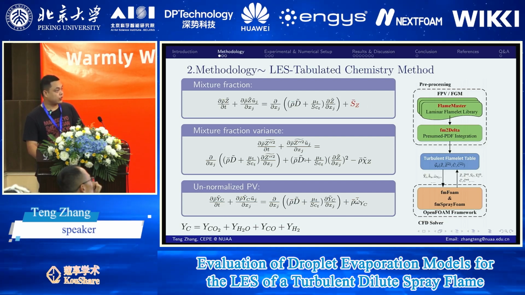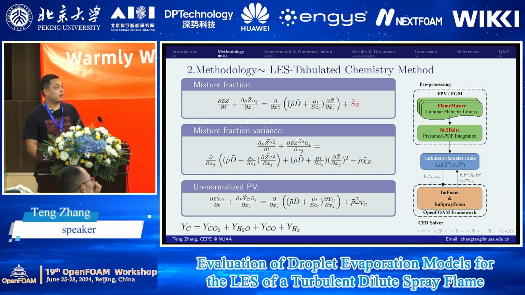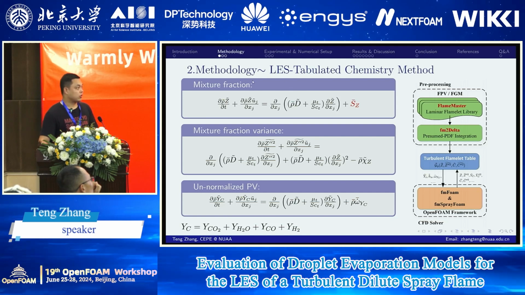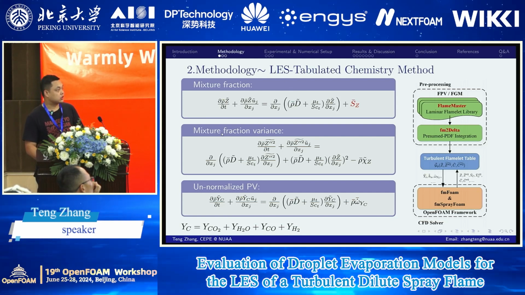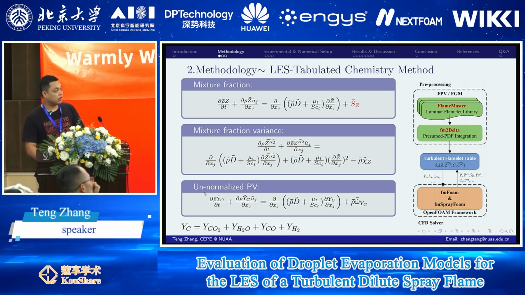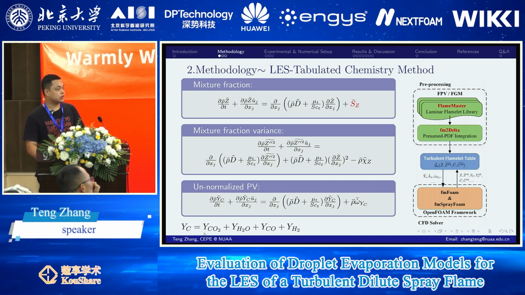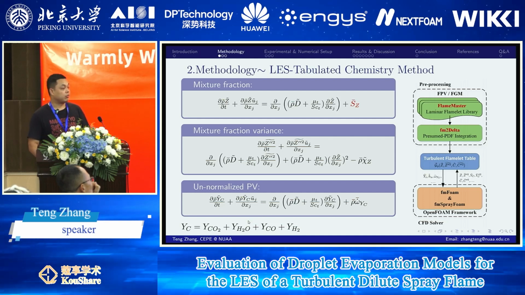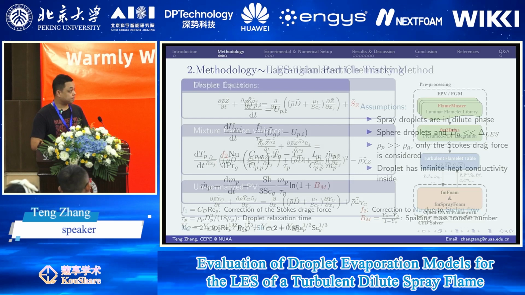These three equations are the governing equations in LES for the three controlling variables: the mixture fraction, the mixture fraction variance, and the unnormalized progress variable. For the unnormalized progress variable, we use a linear combination of four important product species.